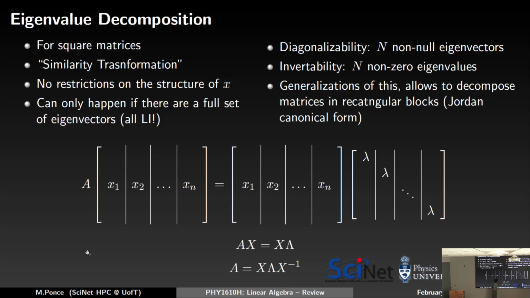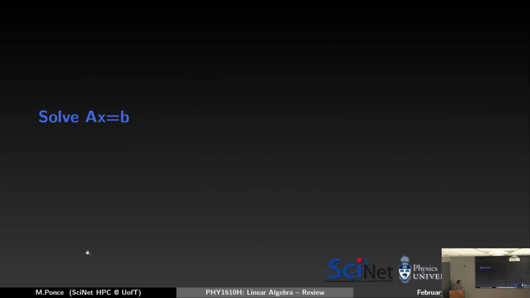Basically, you diagonalize the matrix by doing this transformation where X is a matrix formed by the eigenvectors, and then the lambda matrix is a diagonal matrix. So that is called a similarity or orthogonal transformation of the matrix. Any questions? Sorry. No? Okay.